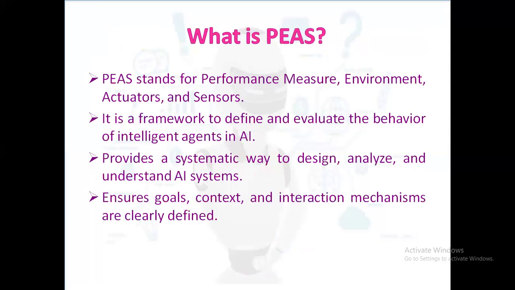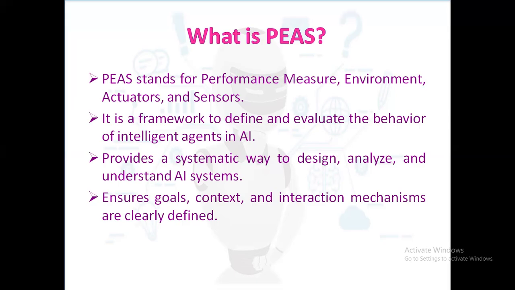First, what is PEAS? P stands for performance measure, E stands for environment, A stands for actuators, and S stands for sensor. So, PEAS is a framework used to define and evaluate the behavior of intelligent agents in artificial intelligence, that is AI. It provides a structured approach to designing and analyzing AI systems by breaking down their components and interactions.